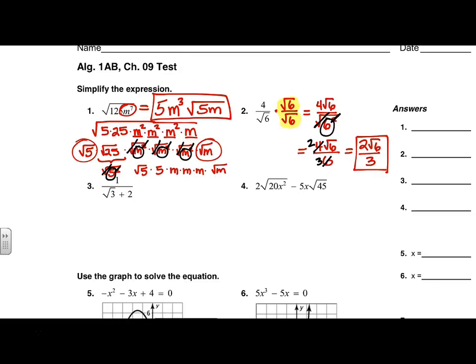Okay, number 3, there's also a radical in the denominator. Question on 2? Question on 3? Let's see how it's done. Oh, yeah. 3 was hard because you couldn't just multiply by square root of 3. Can I zoom in on 3? Is that okay, you guys all ready?